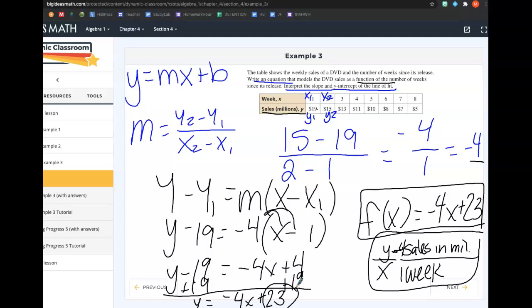So technically, week 1 is actually week 2. The initial day is day 0, and it's $23 million. Like if the song got released, 1 week later, it went down 4.